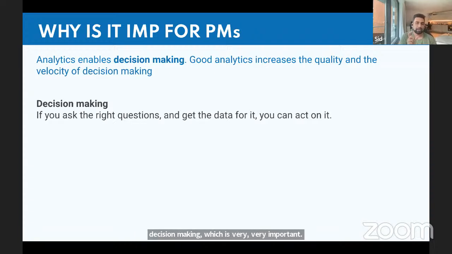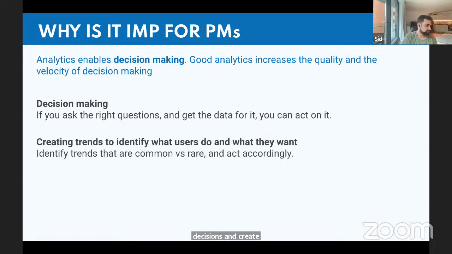The other way to look at analytics, and we will go in deep into this a little bit, is that in my mind, analytics is always an answer. Data is always an answer. But if it's an answer, somebody needs to be asking questions, right? So if you ask the right questions and assuming you get the right answer, that is how you make decisions and create actions and create roadmaps and features and all of that.